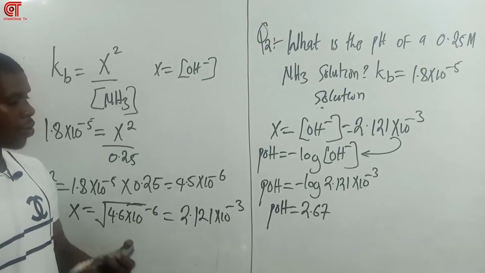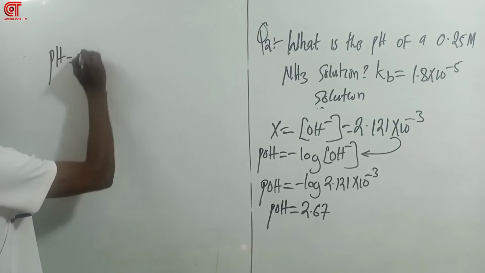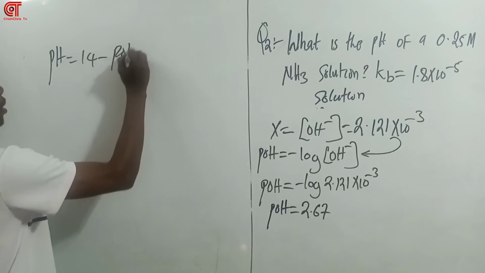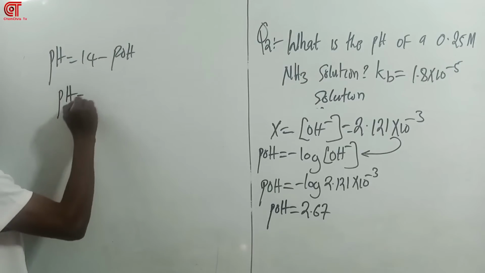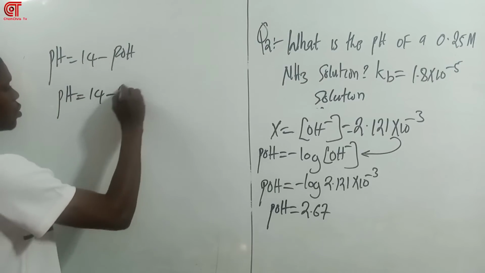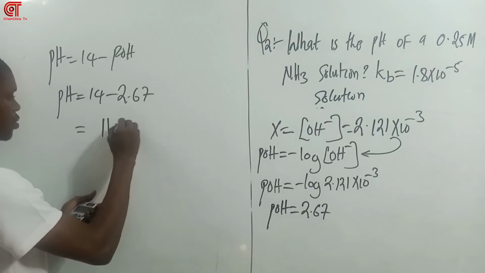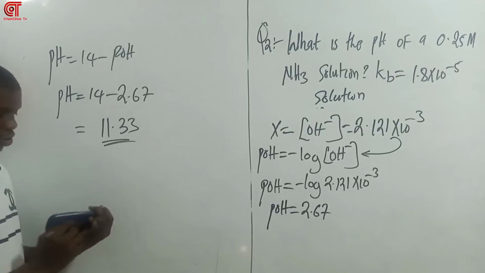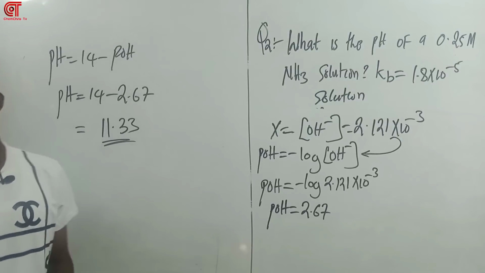Because they say we will calculate pH, right? pH equals 14 minus pOH, right? So you put that one here, and you have pH equals 14 minus 2.67, which is 11.33. So that is the answer. Do you understand? So I want you to look at that one.